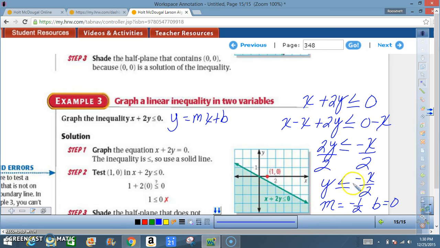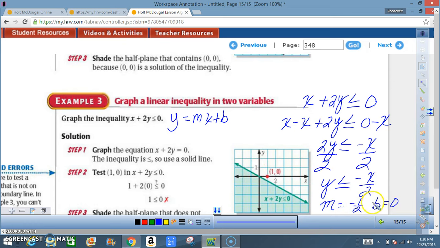Now what's my slope and what's my y-intercept? My slope is a negative 1/2. Where did that 1 come from? Because there's a 1 in front of x. How many x's do you see? 1. So there's a 1 in front of it, over 2. And what's my y-intercept? 0. There is no y-intercept there at all. All right, so now I'm ready to graph.